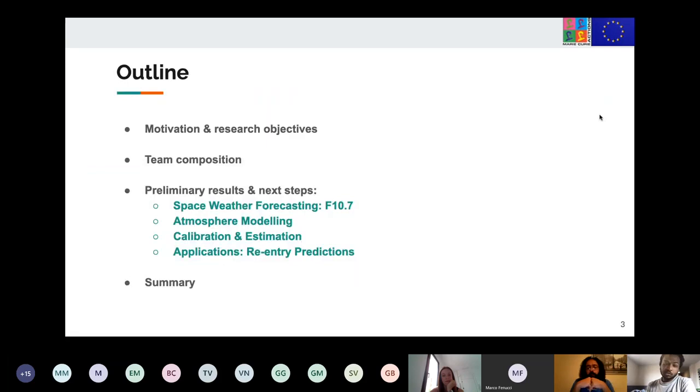So here is the outline for our current presentation. First, we introduce the topic, our motivation and research objectives, team composition, following up with our preliminary results and summary.